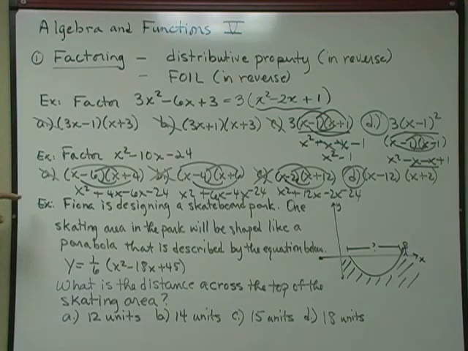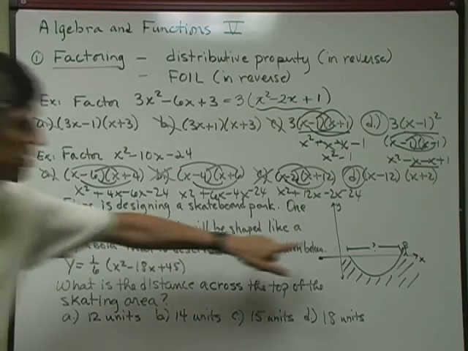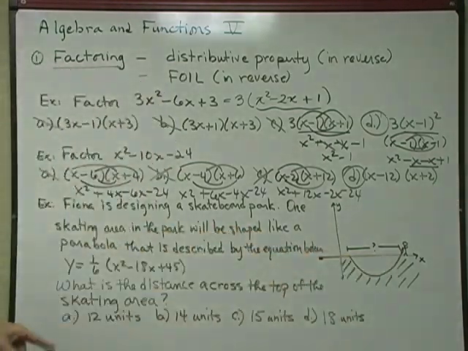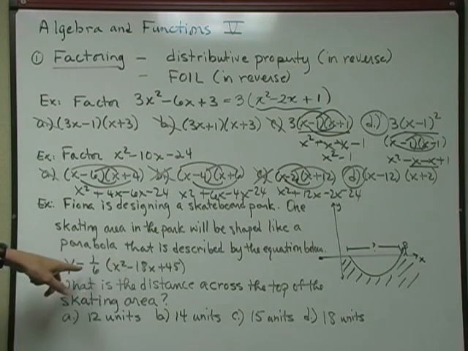This last example here is a little bit tricky because it uses factoring, but not as directly as these first two examples. It says Fiona's designing a skateboard park. One skating area in the park will be shaped like a parabola, which is kind of a U shape. That's this part right here. That is described by this equation. It's kind of a weird looking equation. It's an equation with two variables and it's quadratic. It says, what is the distance across the top of the skating area?